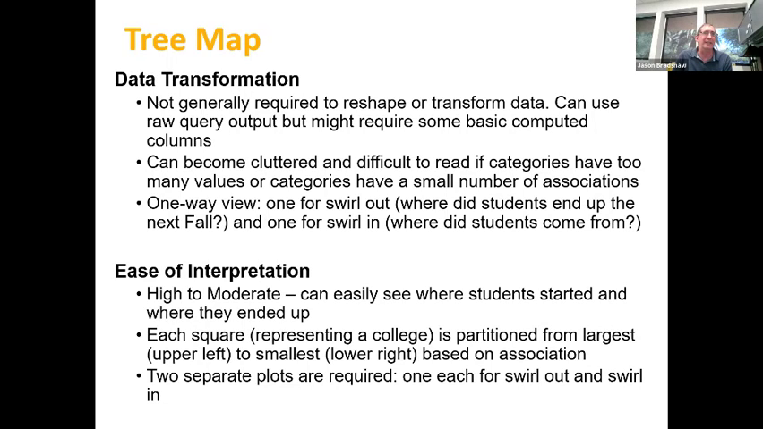Interpretation again is pretty easy, and one good thing about the tree maps is that they automatically order the magnitude from largest to smallest, if that's what you're interested in. And on the stacked bar charts, you can also order those any way you want. I kept them in order of the college, but you can order those any way you want.